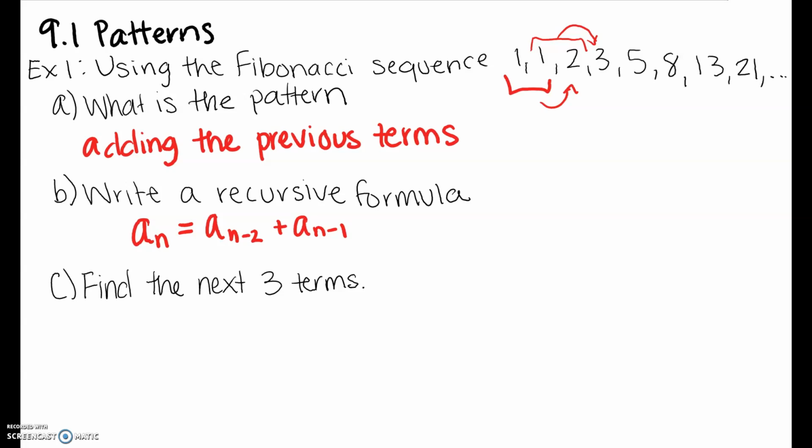And then whenever you write a recursive formula, you also have to show what the first term was, and in this case, since it uses both terms, we need to also know what the second term is. So the first term is 1. This is the first term. And then this one here would be the second term. So we would write it here and here, and that's our recursive formula.